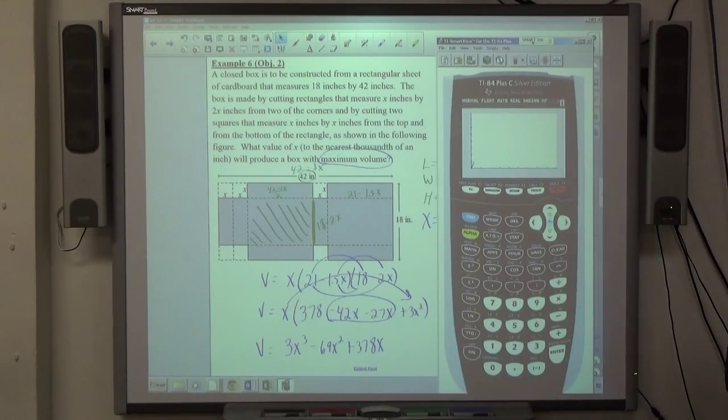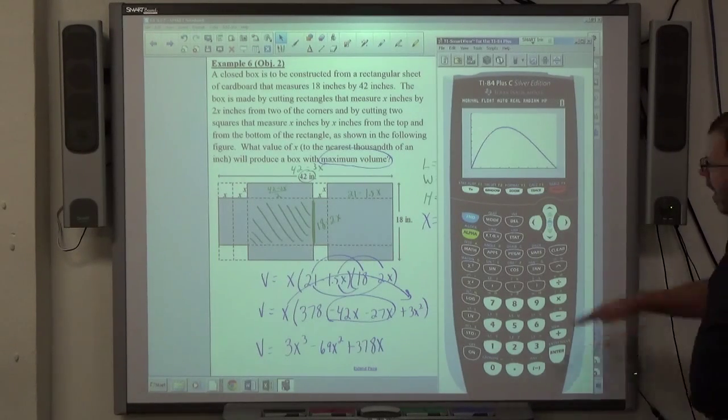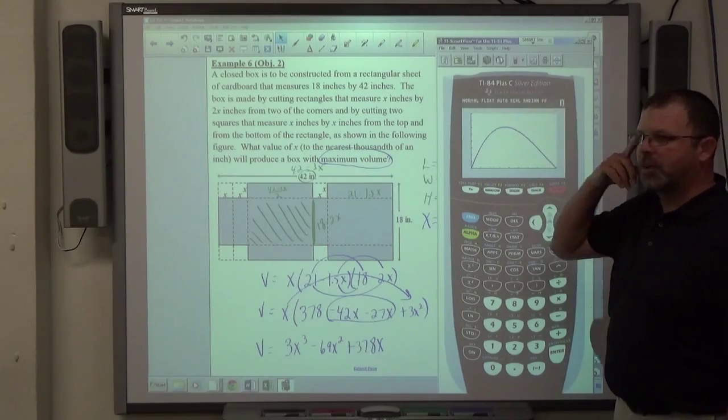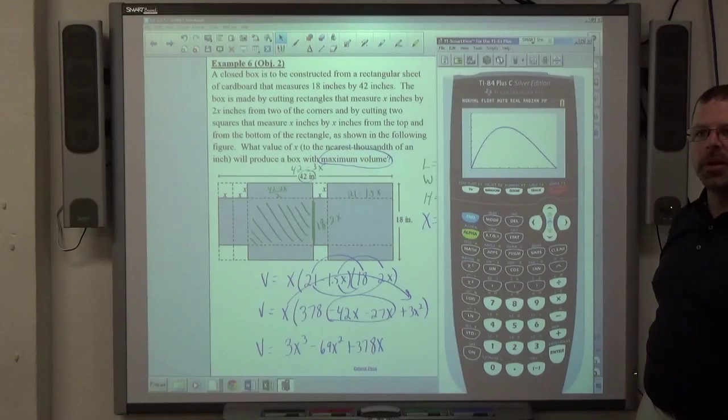Hit graph. And, oh good, it worked. As long as you see the top of the graph, you're in good shape. If the top of the graph is way down here, you went way too big. If it goes off the top of the screen, you can go bigger. But that looks pretty good.